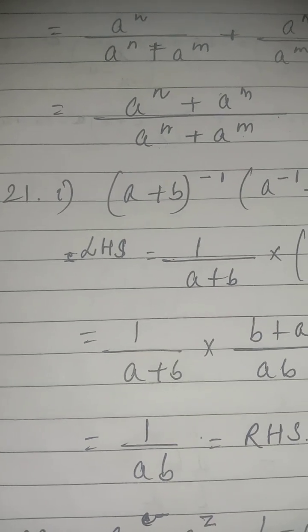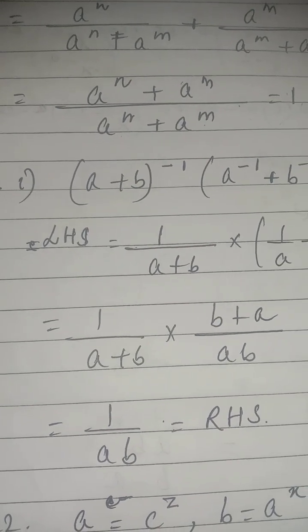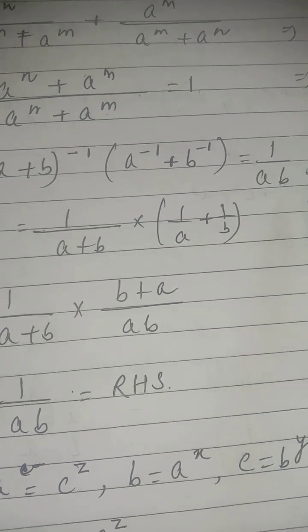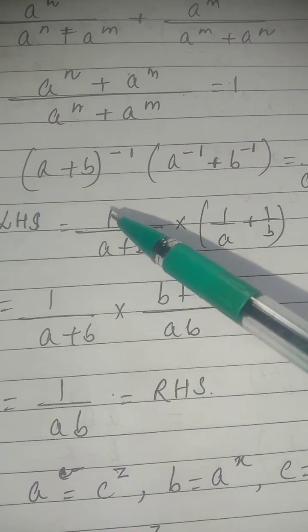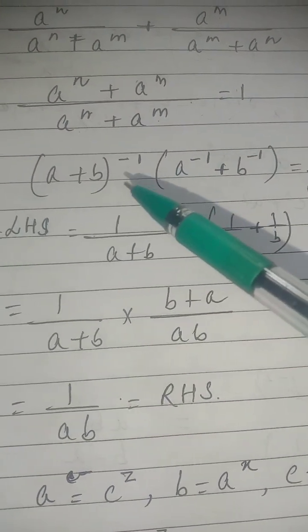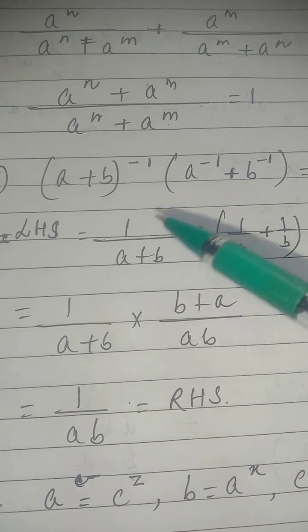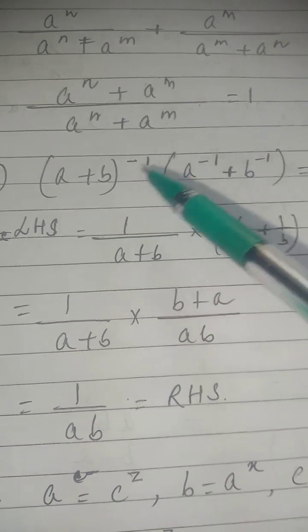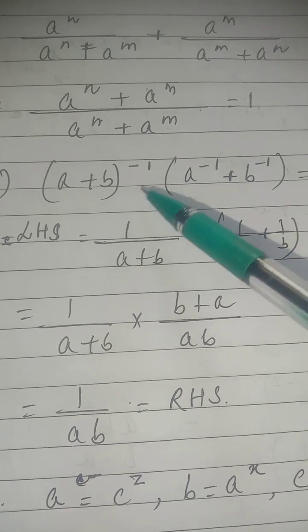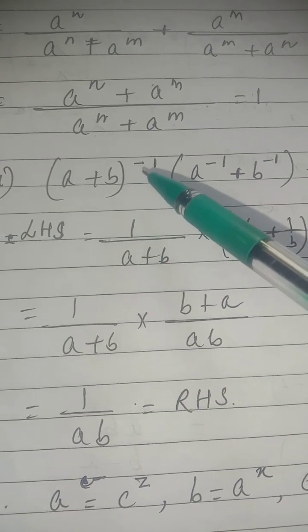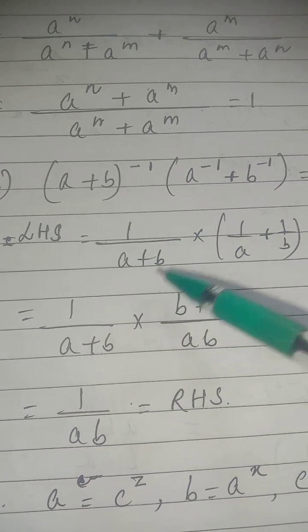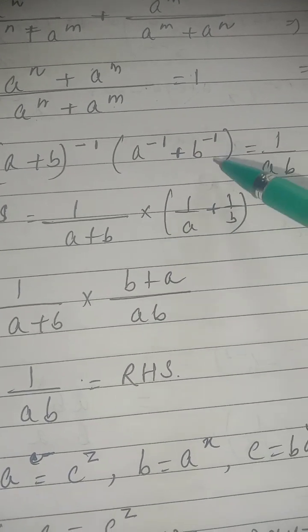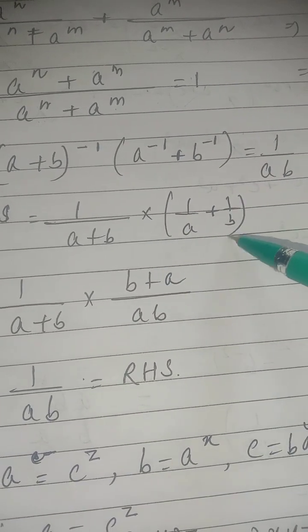Now question number 21's first part: (A + B)^-1 (A^-1 + B^-1) = 1/(AB). We'll start with the LHS. (A + B)^-1 can be written as 1 by (A + B), because the power is minus 1, so to make it positive, just take the reciprocal. Then A^-1 + B^-1 means 1 by A plus 1 by B.